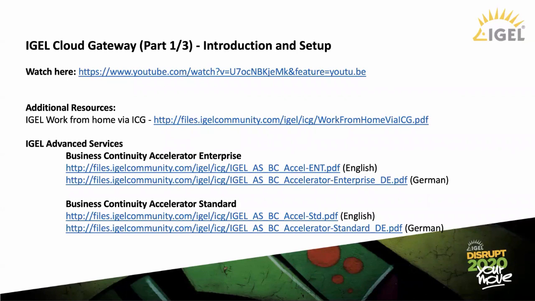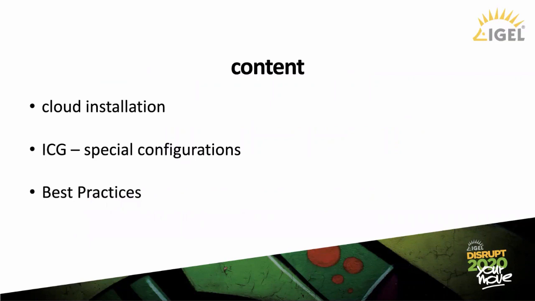Just a short slide for part 1, with all the links we sent out in the follow-up email, just to have it complete in this slide deck. We will start with a cloud installation. So we will do a live installation of a VM on Azure with Ubuntu Server. Then we will have a look at ICG special configurations, what you need to know and to do, and some best practices. Of course, that's not meant to be complete, but from our experience when we do installations and get questions from the customer side, this is what we want to cover.